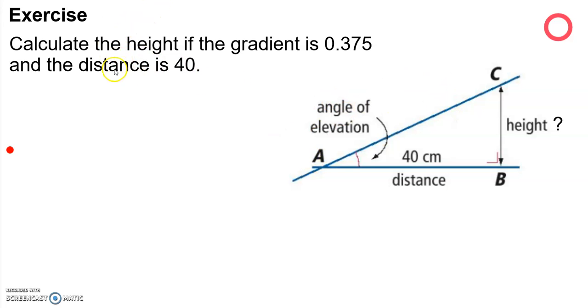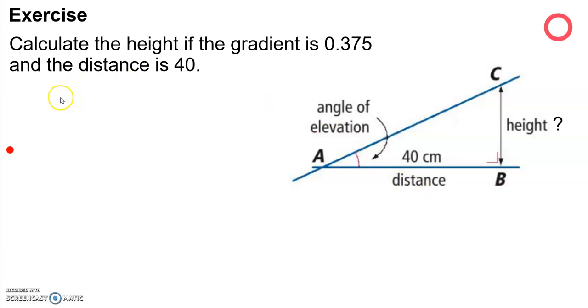Look at the picture, and we have an angle of elevation over here. We do know the distance, and I don't know the height. Let us read what we need to do. Calculate the height if the gradient is 0.375 and the distance is 40.